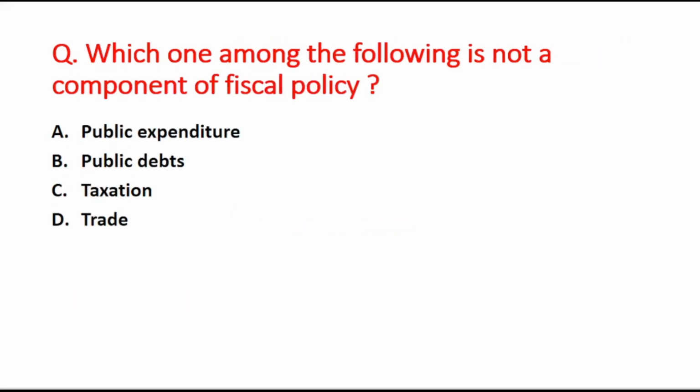Next question is, which one among the following is not a component of fiscal policy? A option is public expenditure, B option is public debt, C option is taxation, and D option is trade. So the right answer is option D, that is trade.